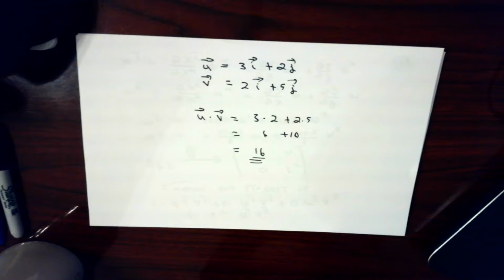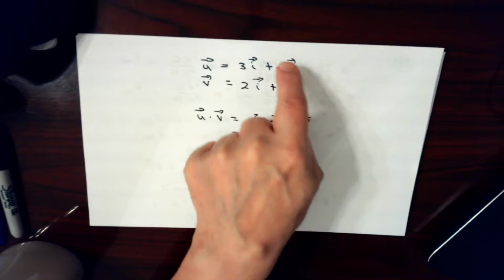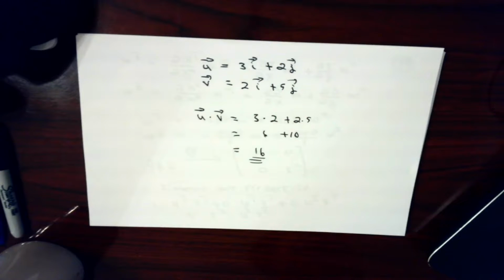Since these are Cartesian coordinates, the dot product is easy to calculate. 3 times 2 plus 2 times 5 works out to be 16. Remember that number, 16.